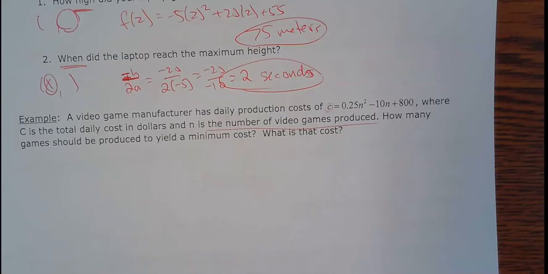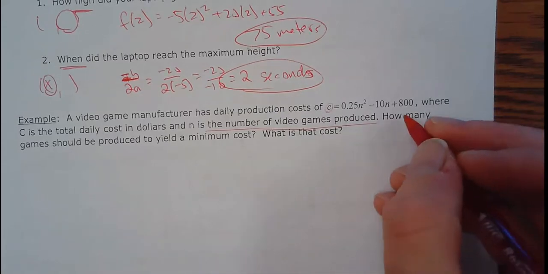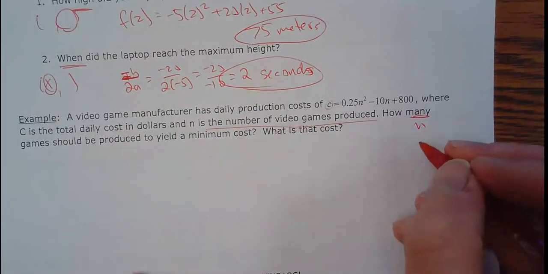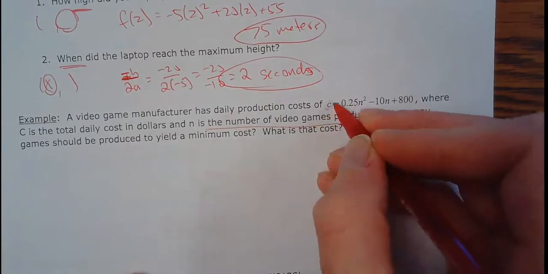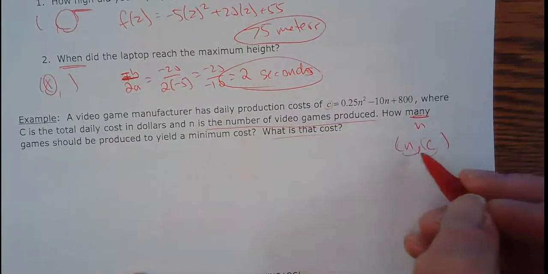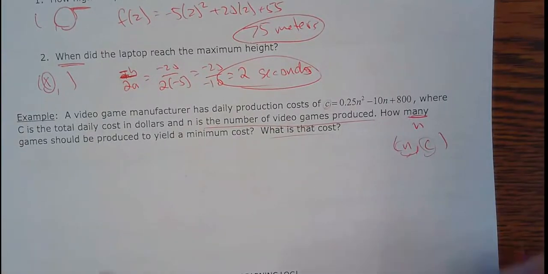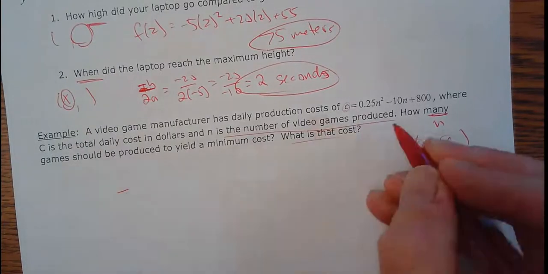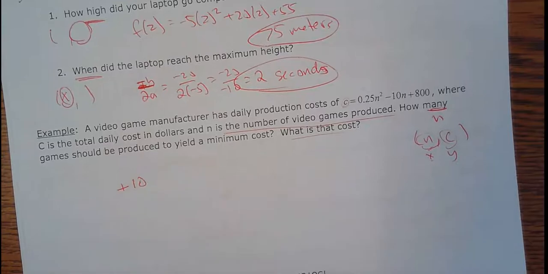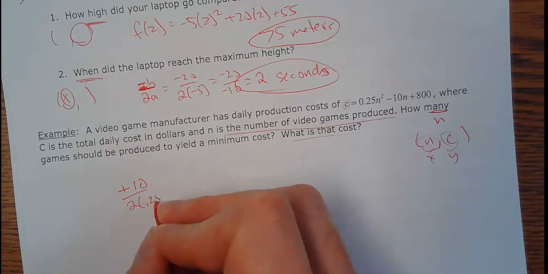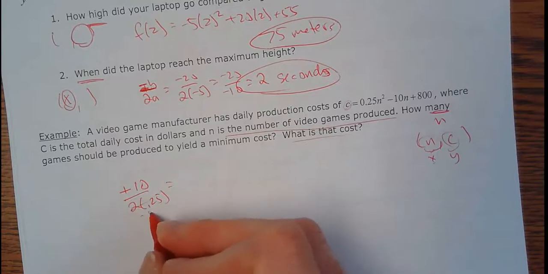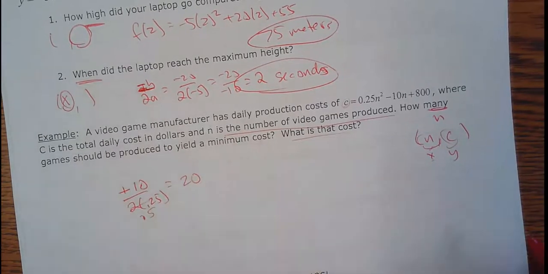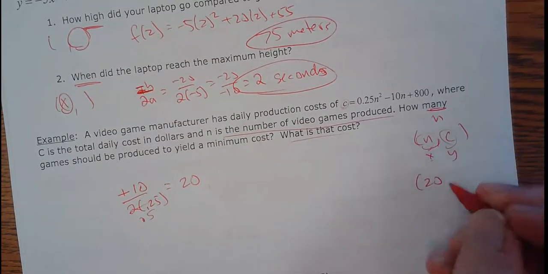So how many games should we produce? We know how many games, that's an n value, which in this case is your x. And then c, what's the cost, that's your c. So I'm going to find n first, and the way to find n is the same as your x: negative b over 2a. So I'm going to have negative b, which in this case would be positive 10, all over 2 times a. 2 times a would be 0.5. And if I took 10 divided by 0.5, that's actually 20. So 20 is my first answer.